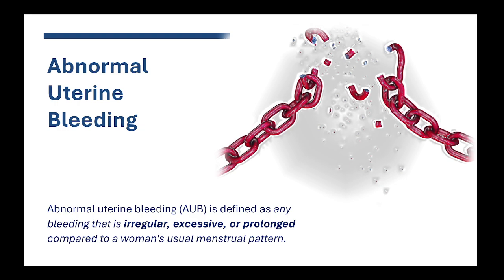Okay, so now we talked about the normal menstrual cycle and normal onset of breakdown and bleeding. But many patients will experience abnormal uterine bleeding outside of a normal cyclic menstrual phase. Abnormal uterine bleeding is defined as any bleeding that is irregular, excessive, or prolonged compared to a woman's usual menstrual pattern.